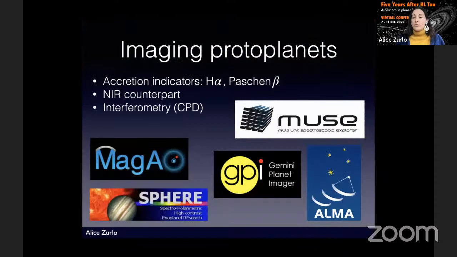We call these objects protoplanets, exactly as we call protostars, stars that are still accreting material. And if they're accreting material, we can expect some accretion indicators, as, for example, the emission lines of H-alpha or Paschen beta. Of course, we can also detect these objects in the near-infrared counterpart, so with direct imaging, and we can also use interferometry. In this case, we are detecting the circumplanetary disk and not really the protoplanet itself. Here I show some of the instruments available at the moment that we can use to detect and characterize protoplanets. I will also show during this talk some results obtained with these instruments listed here.